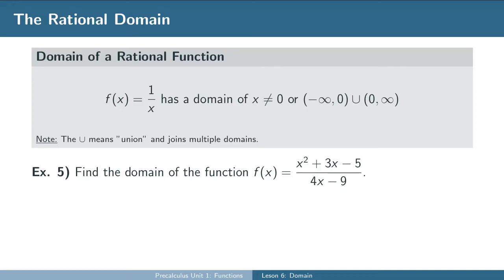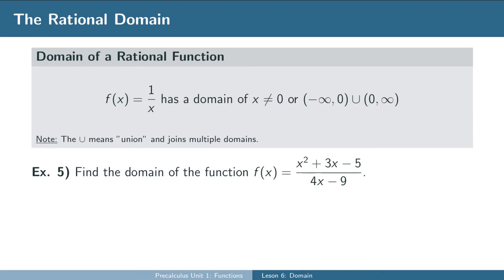Hey mathletes, in this last section we're going to take a look at rational domains. The domain of a rational function is that x cannot equal 0, because the denominator can never be 0. The numerator I do not need to worry about unless the numerator itself has its own domain restriction. So since x is not equal to 0, as an interval it would be negative infinity to 0, and then 0 to infinity.